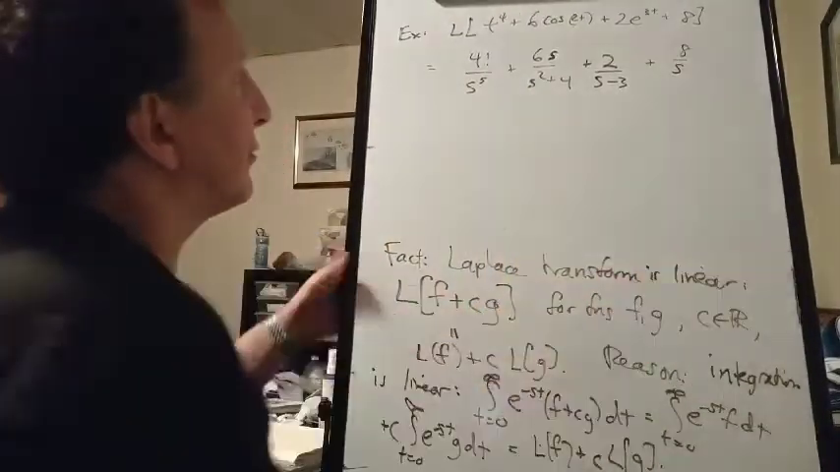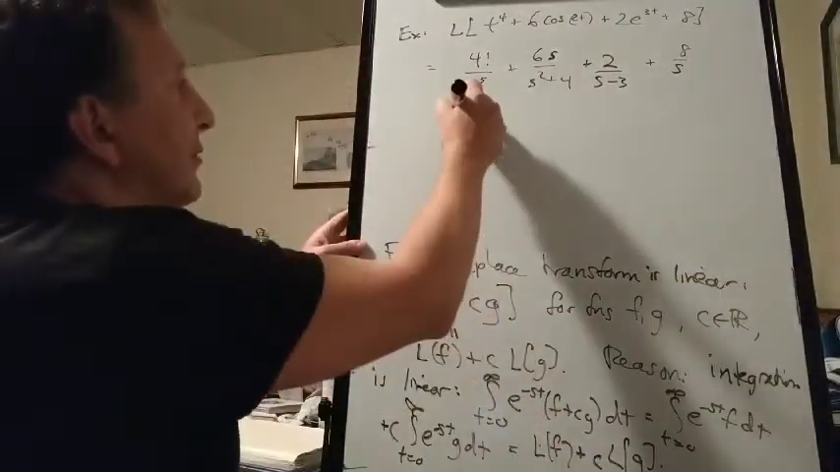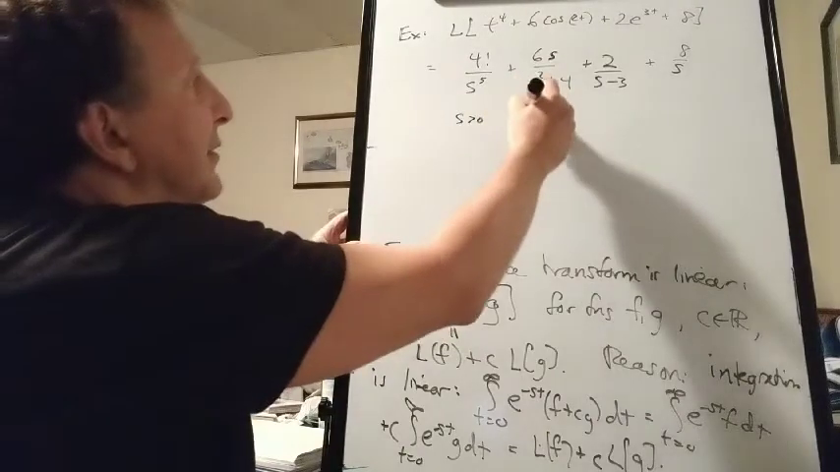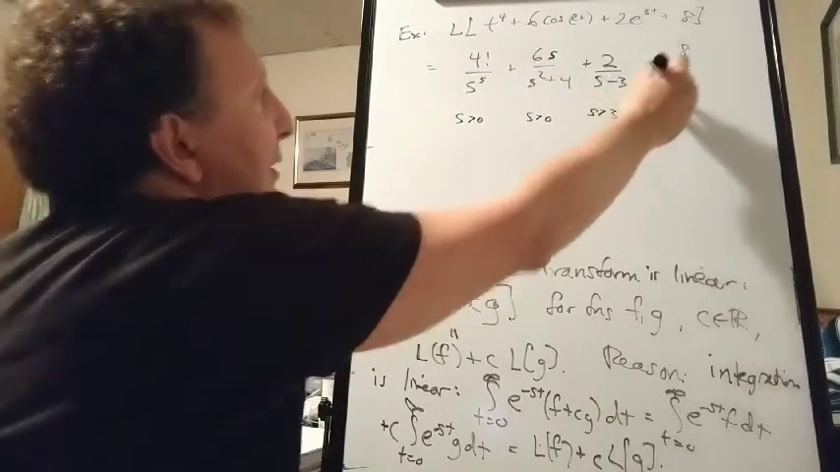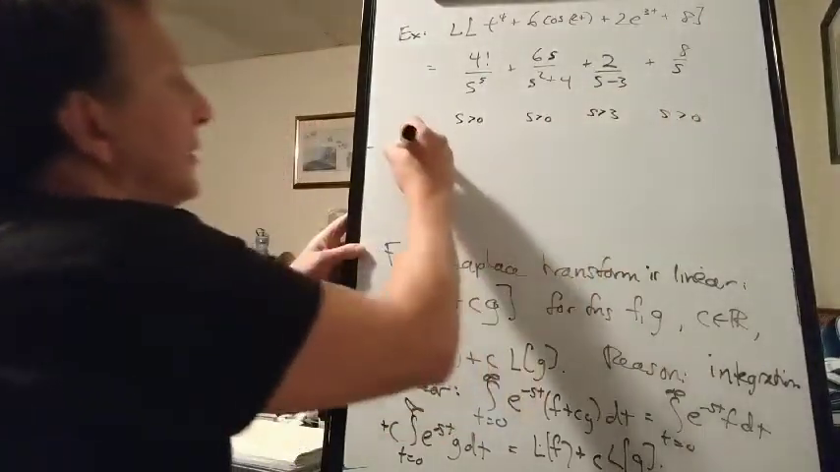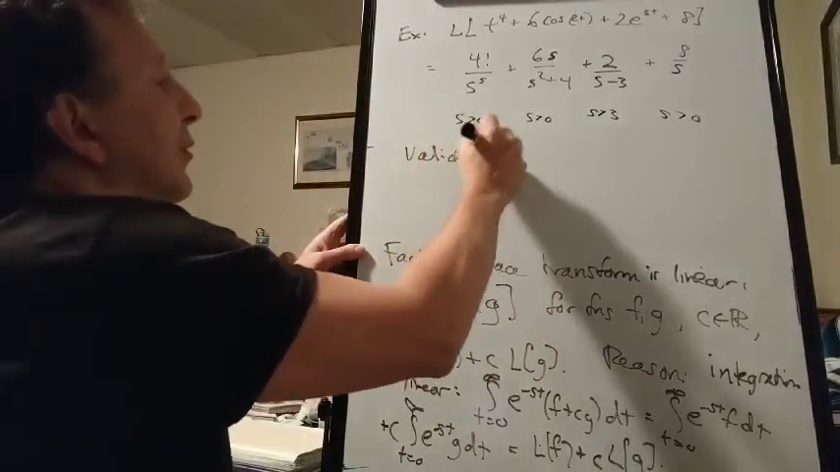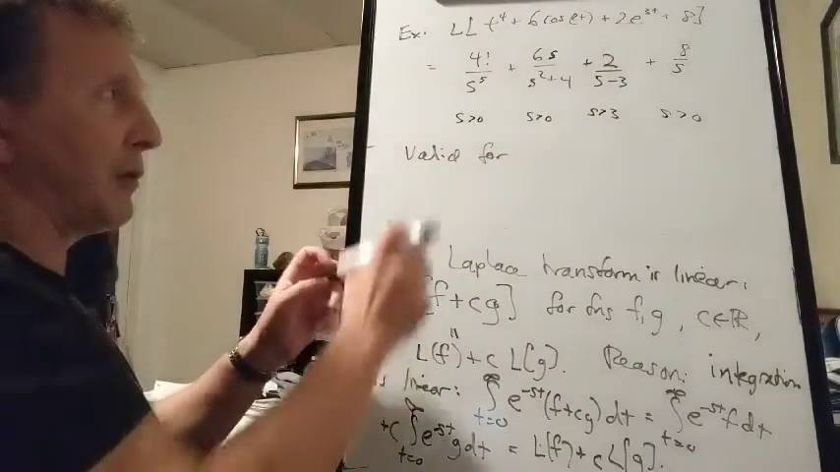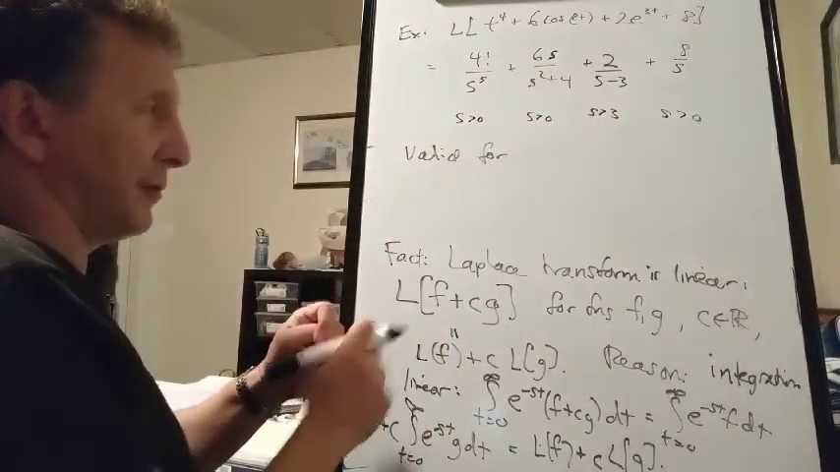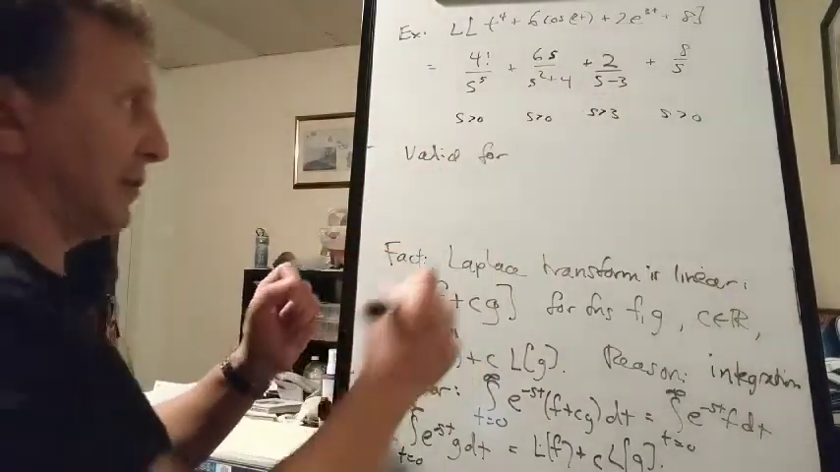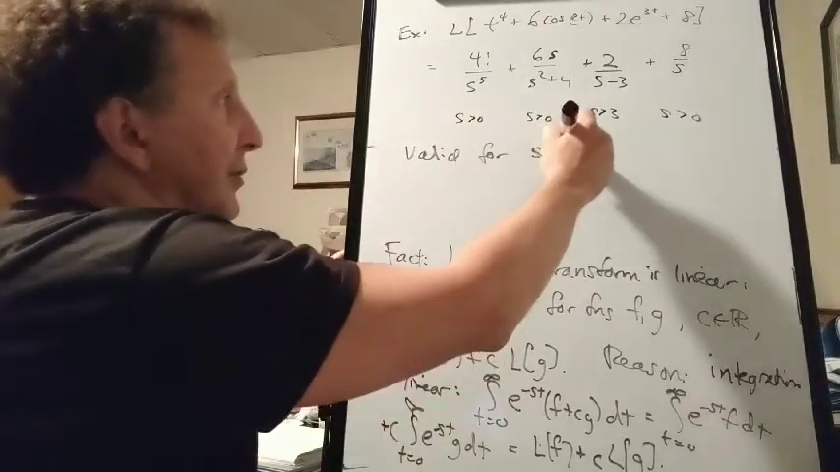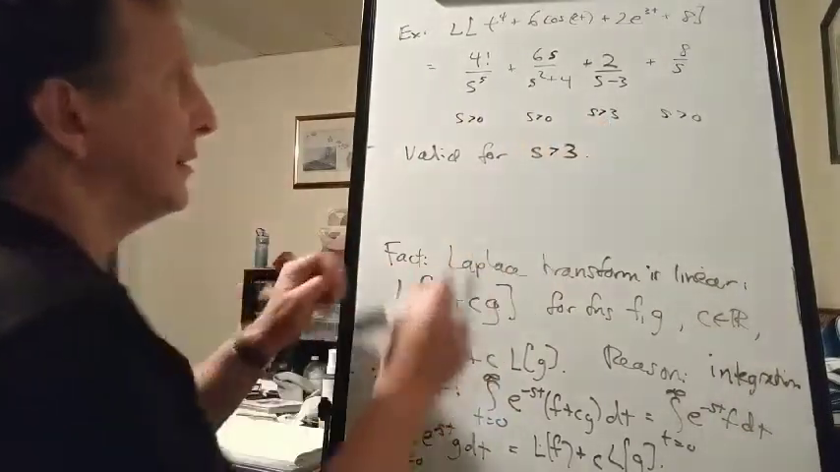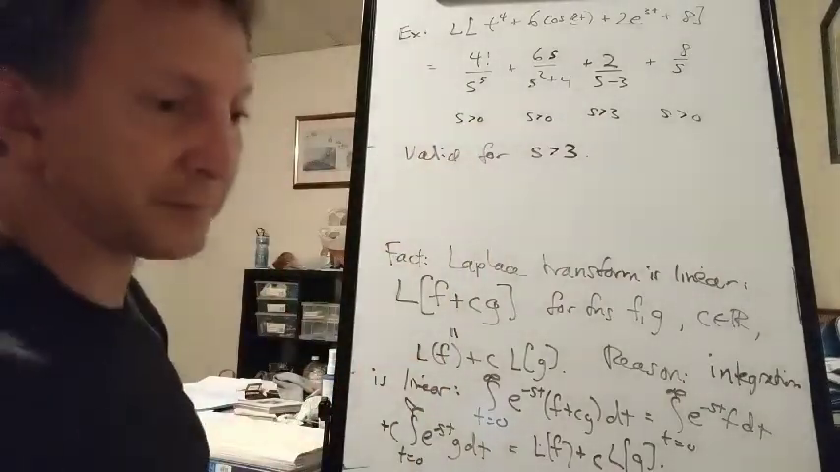Now this would be valid for, let's see, the first fraction is valid for s greater than 0, second one for s greater than 0, third one s greater than 3, fourth one s greater than 0. So this is valid for, we need to take the interval that satisfies all 4 of the fractions, the intersection of these intervals, the one that satisfies every fraction.